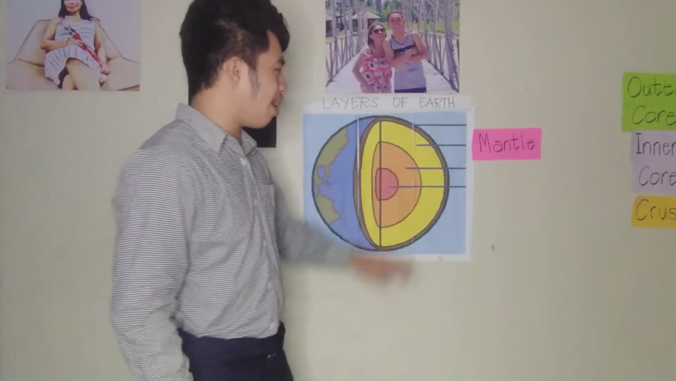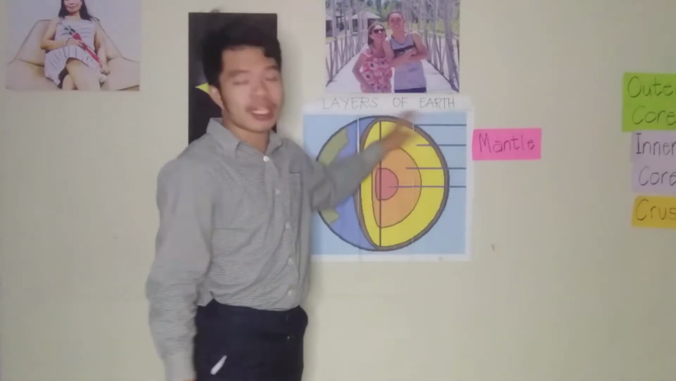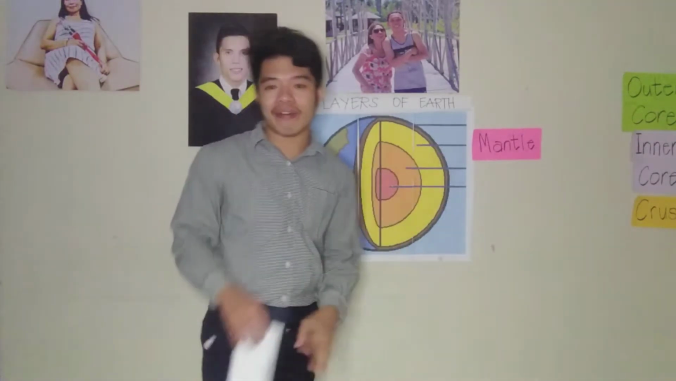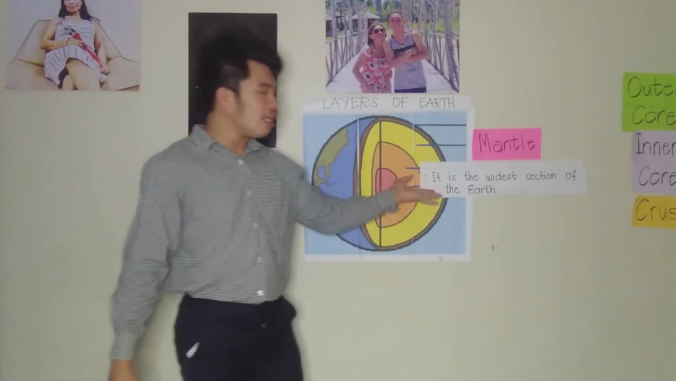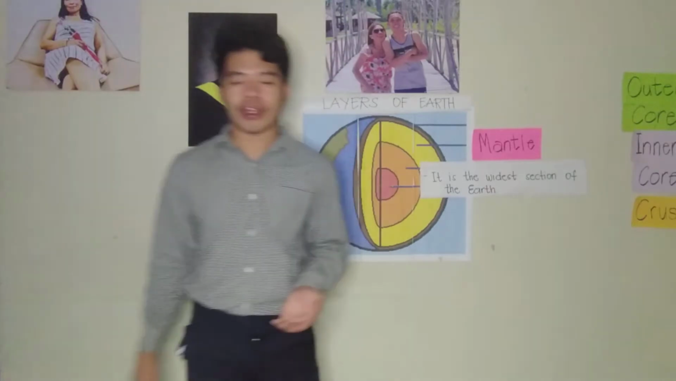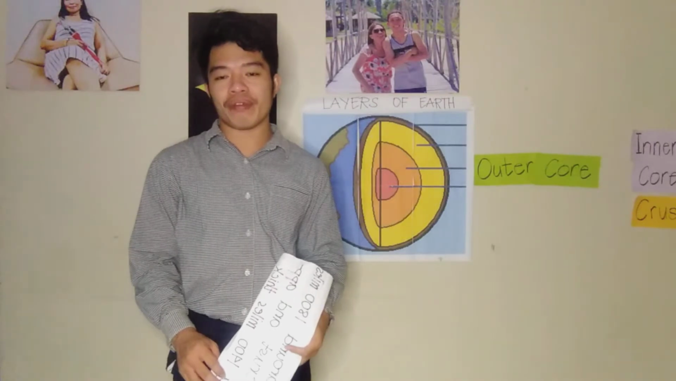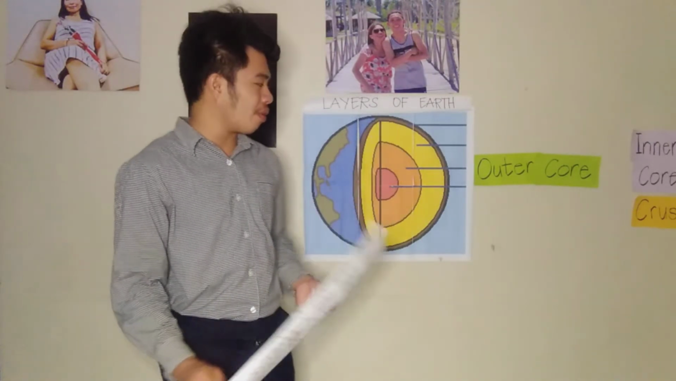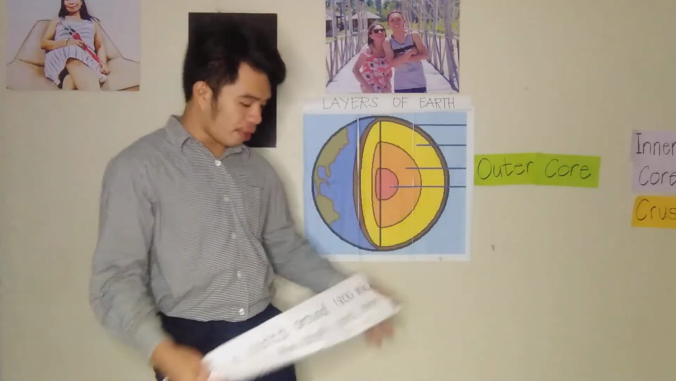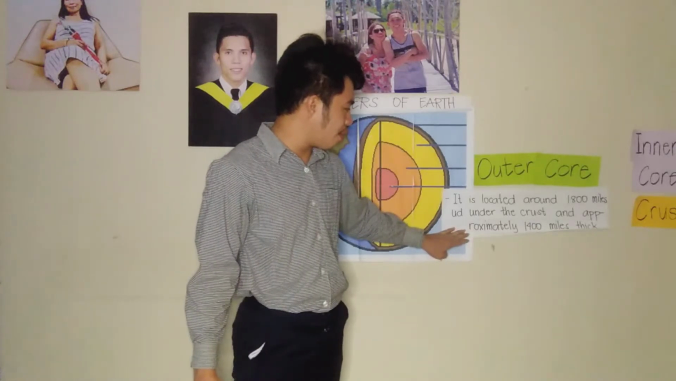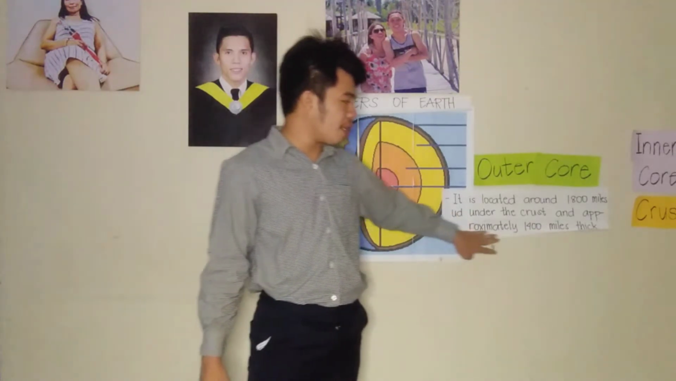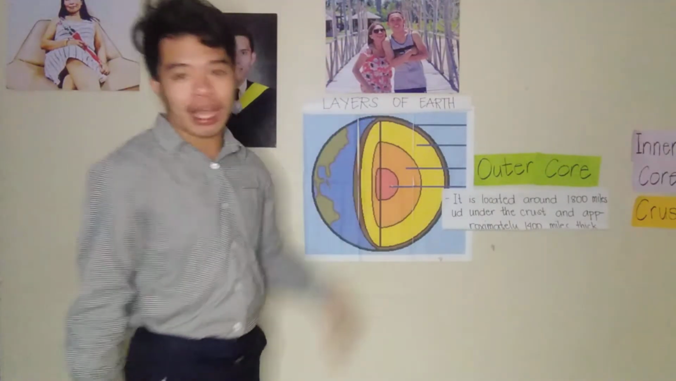Now we are going to the second layer of the Earth's sphere. Here is the mantle. It is the widest section of the Earth. Now we are done discussing the mantle, the second layer of the Earth. Let's proceed to the third layer, which is the outer core. It is located around 1,800 miles under the crust and is approximately 1,400 miles thick. Next to the mantle is the outer core.